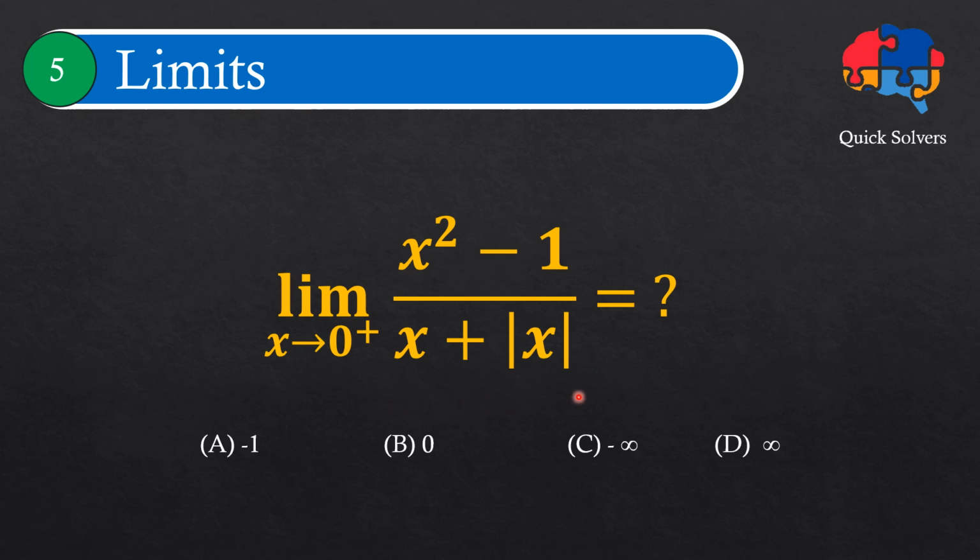Here I want to find the limit of this function, x squared minus 1 over x plus absolute value of x, where x approaches 0 from the right, from the positive side. I think the difficulty level of this question is easy. So let's see how we can solve this.